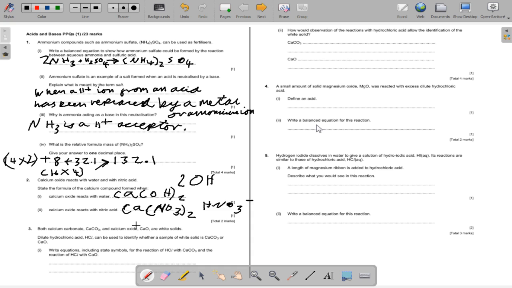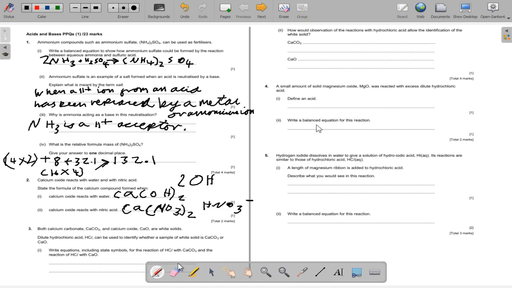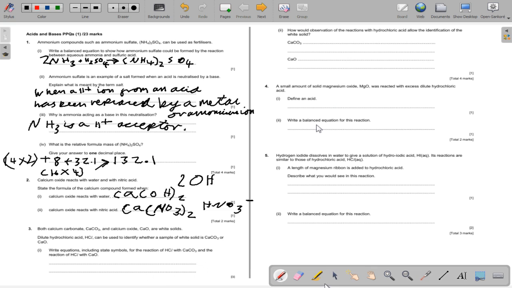Also, what observations of the reactions with hydrochloric acid would allow the identification of the white solid? So I'll give you 6 minutes to do the equation stuff. Okay, we'll write the equations now.